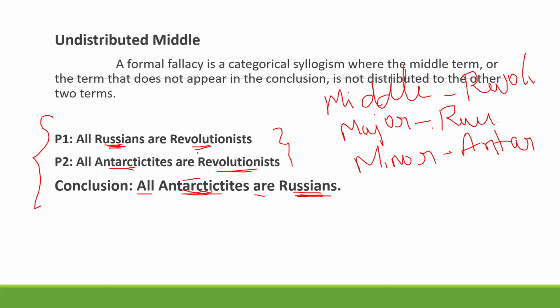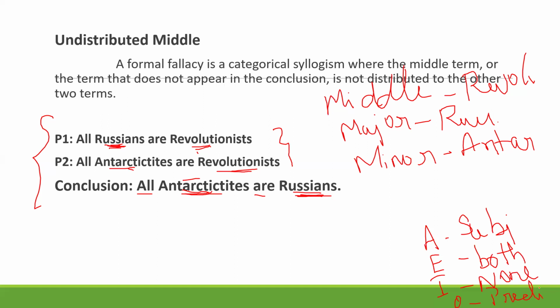Now we have to remember: A for subject distributed, E for both distributed. From the table I am writing, I for non-distributed and O for predicate distributed. Yes, this we have to remember for every example. Now, you can check. All Russians are revolutionist. All Russians, what is the type? A type, E type, O type, or I type? This is called A type.